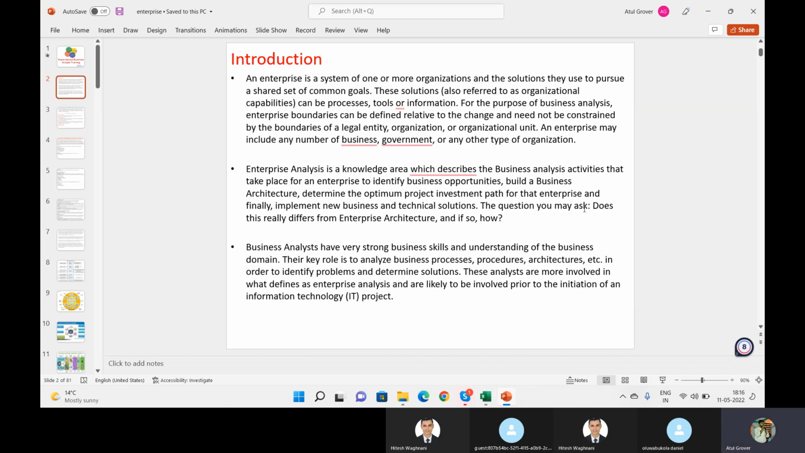So the question comes here: does this really differ from the enterprise architecture? If so, how? Yes. Unless I understand the training industry, I cannot do the analysis here. This is what we always say.